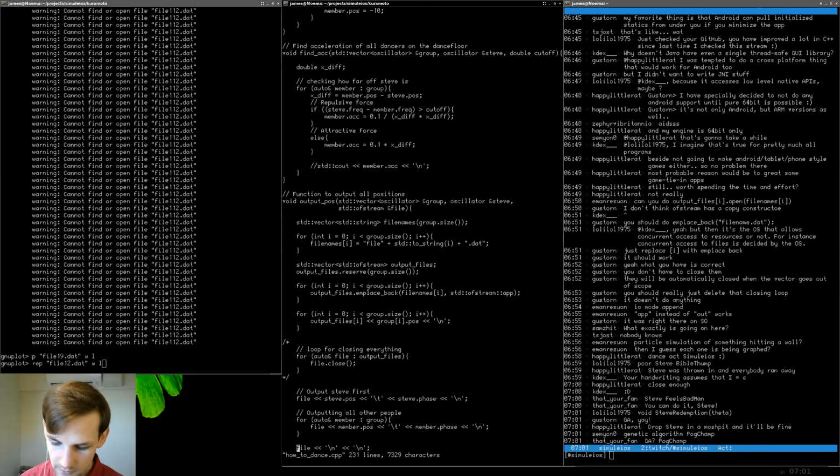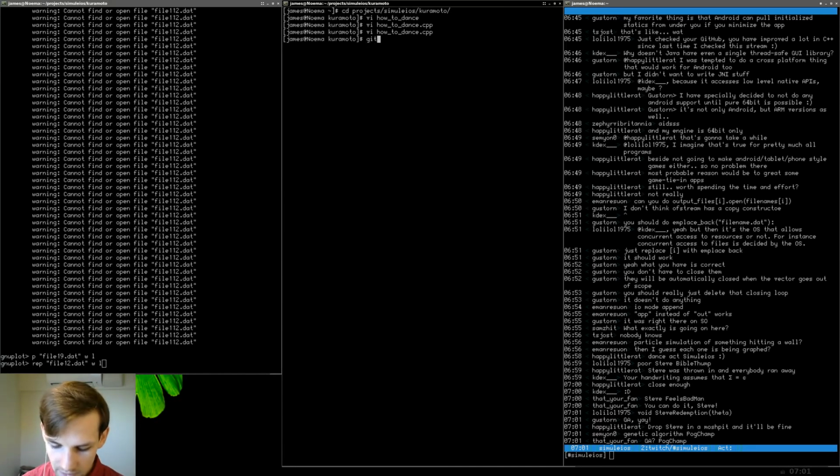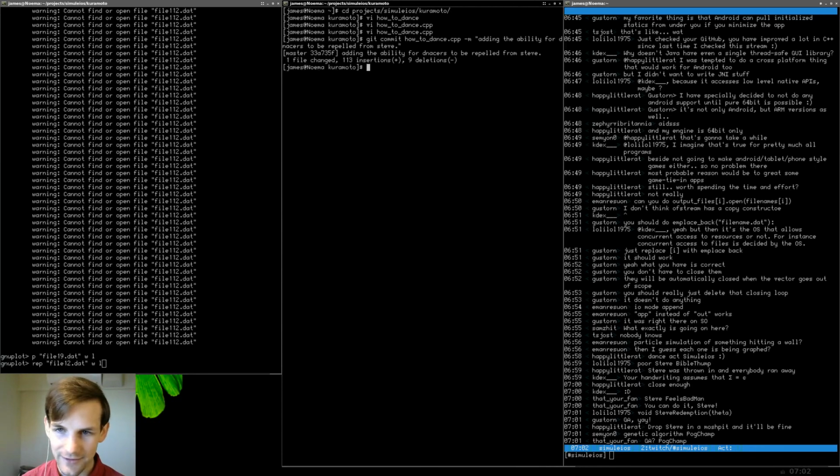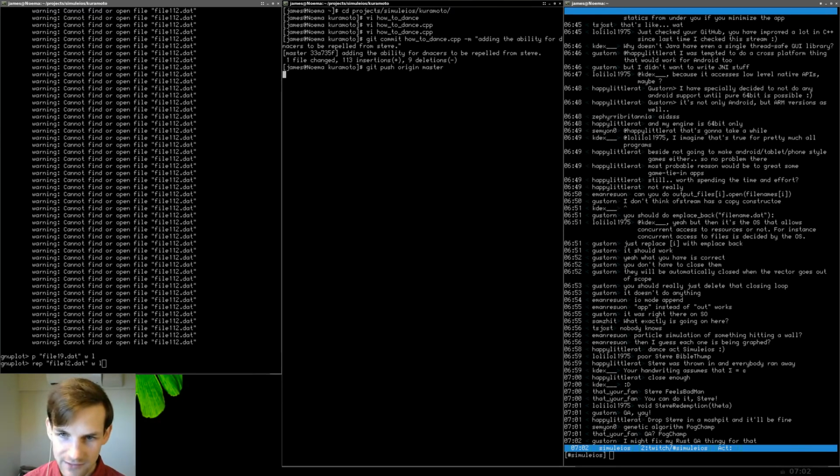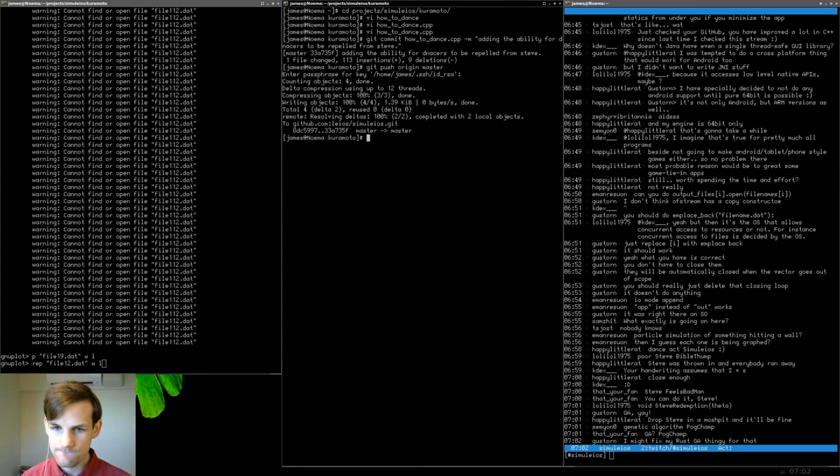Before I leave, I'm going to go ahead and do git commit howtodance.cpp, and add this to GitHub: adding the ability for dancers to be repelled from Steve. Whatever, that's good. Then we're going to do git push origin master. And of course, you now have access to this on github.com. Feel free to go ahead and take a look.